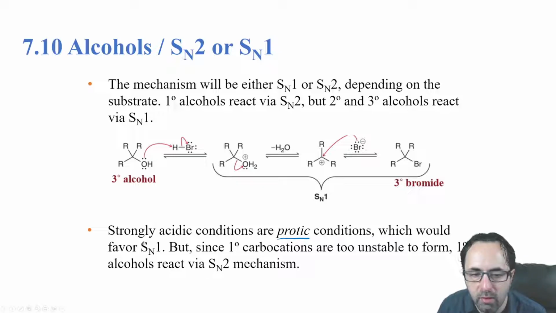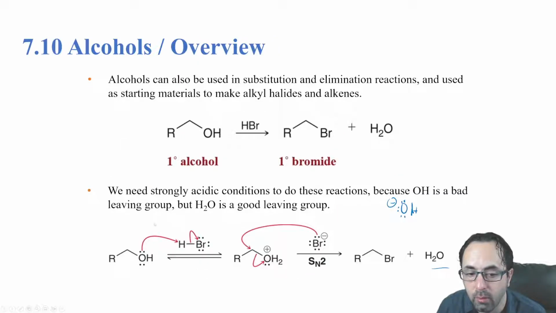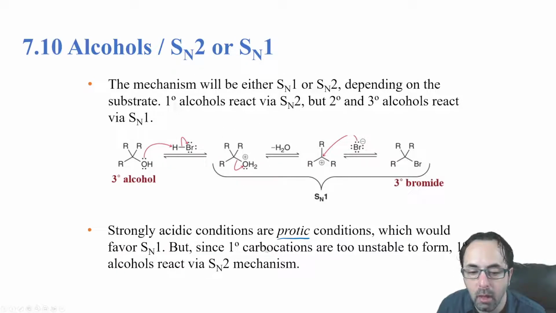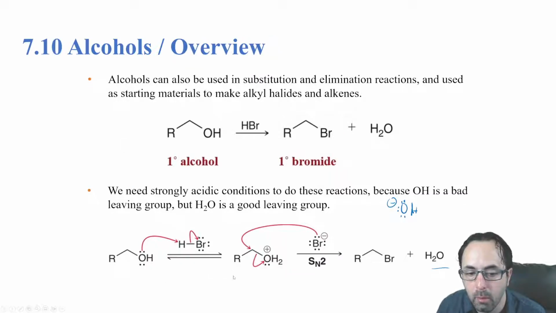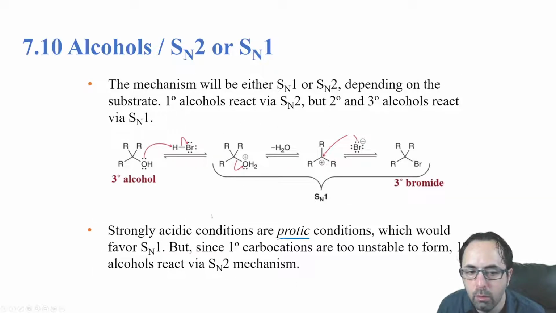If it's in a protic solvent, it's tertiary, and it's got a good nucleophile here, a strong nucleophile, then SN1 will be favorable. But with primary, like we saw here, the SN1 would not occur because primary carbocations are too unstable to form. So primary alcohols would react via the SN2 mechanism, as we saw here. So primary alcohols react via SN2, tertiary alcohols here react via SN1.